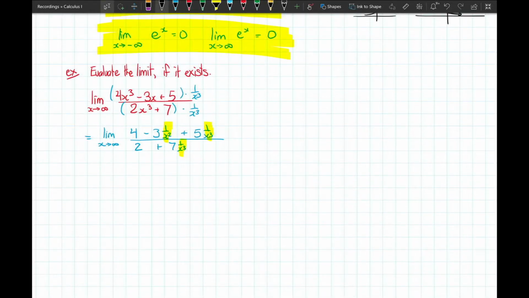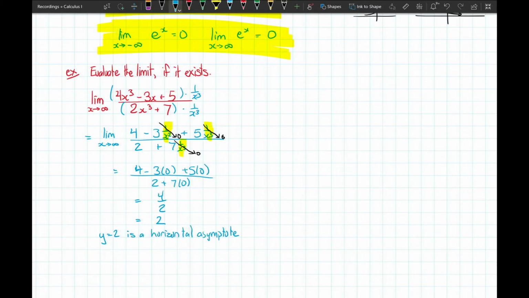So personally, I like to be able to cross these out and say that they get closer to 0 as x gets large. And we end up with 4 minus 3 times 0 plus 5 times 0 in the numerator, and we end up with 2 plus 7 times 0 in the denominator as x goes to infinity. And so the value can be made as close as we wish to 4 over 2, which is equal to 2. So the limit does exist, and this would imply that y equals 2 is a horizontal asymptote.